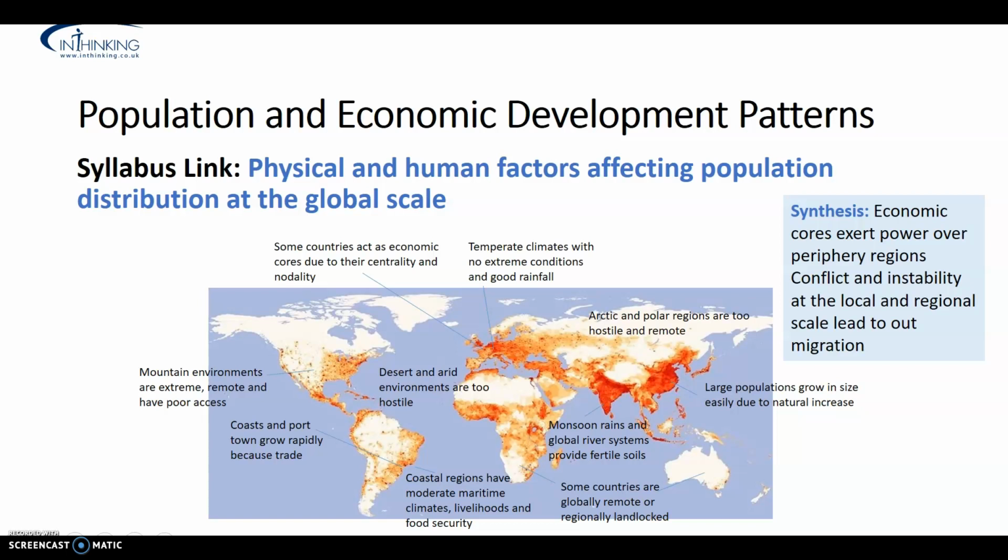So looking at physical and human factors that influence population distribution at the global scale. On this map, we can clearly see that there are high density populations in a number of areas. This is typically because of favorable geographical locations.